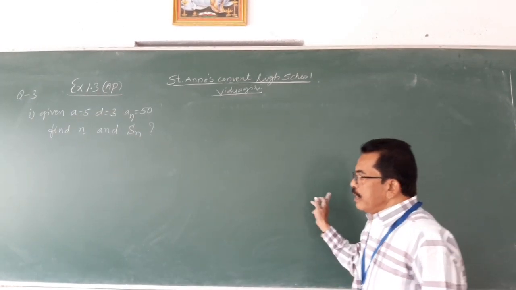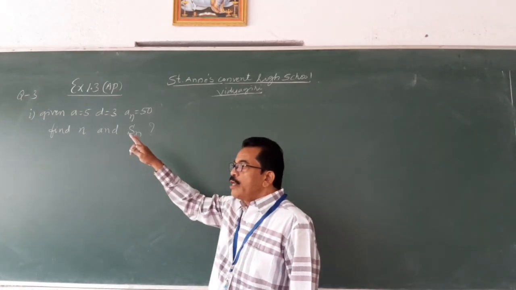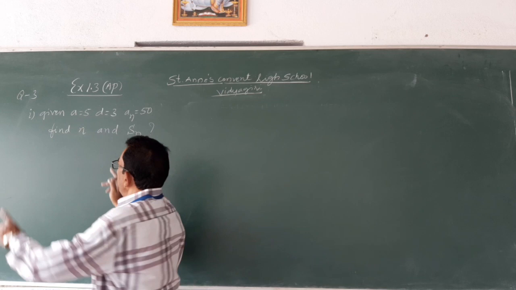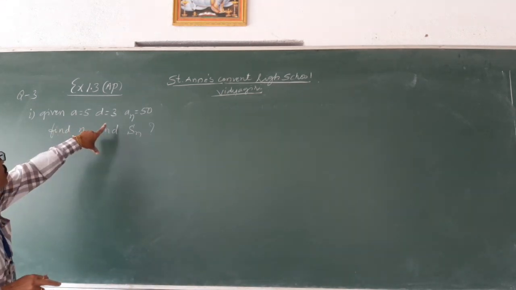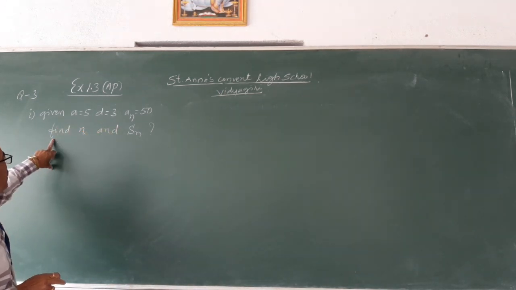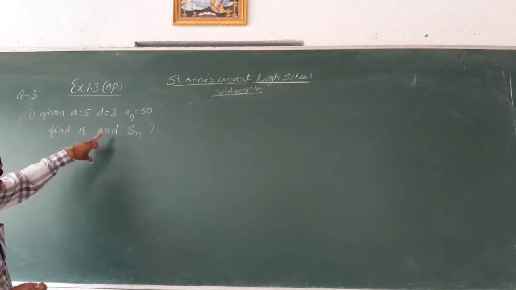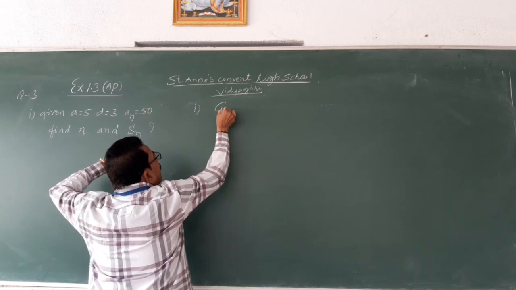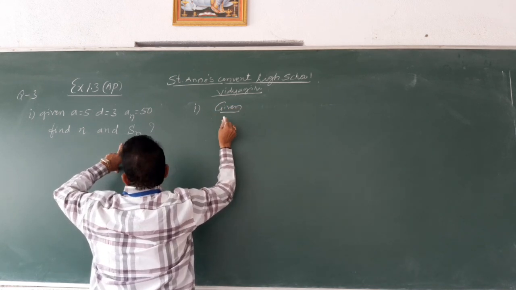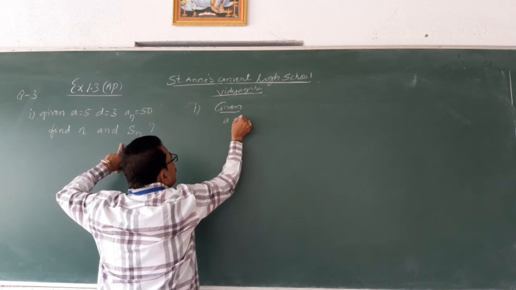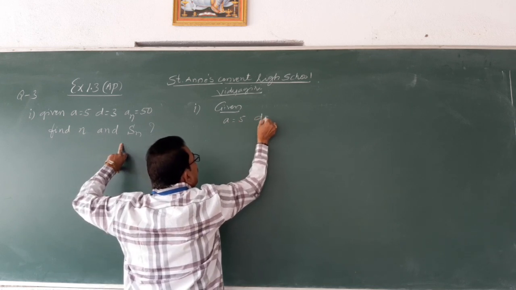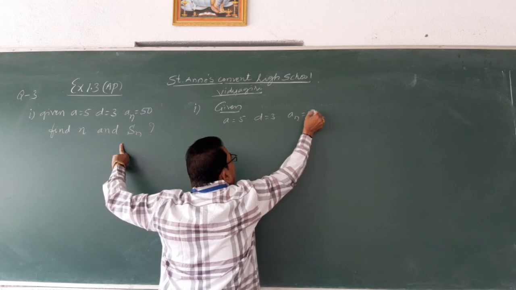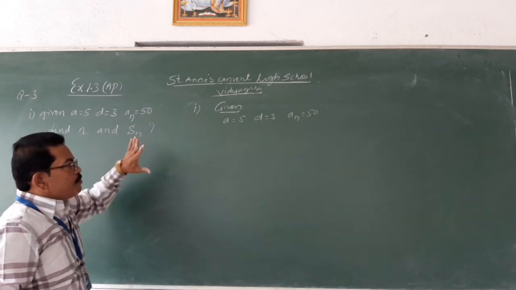In the third main there are more than 12 questions. This one is the first one. Given a equals 5, d equals 3, an equals 50. They have asked us to find n and Sn. Given a is 5, d is 3, an is 50. This much they have given.